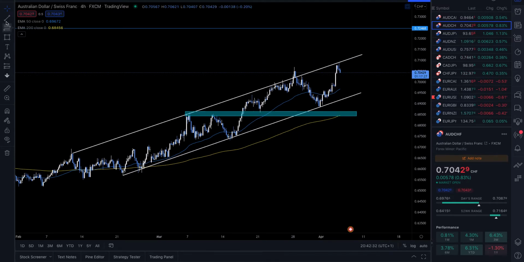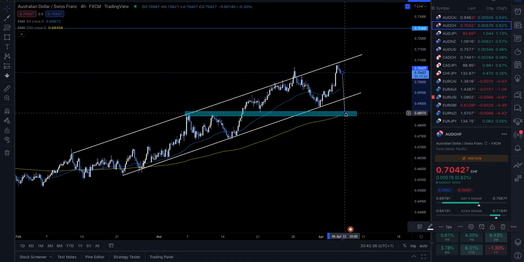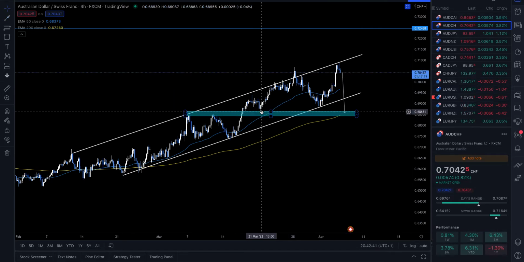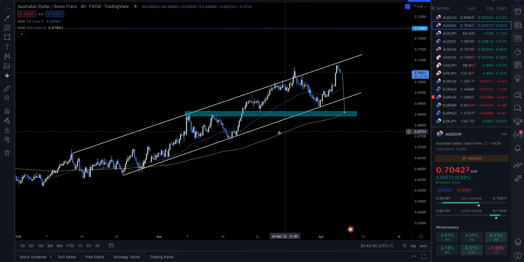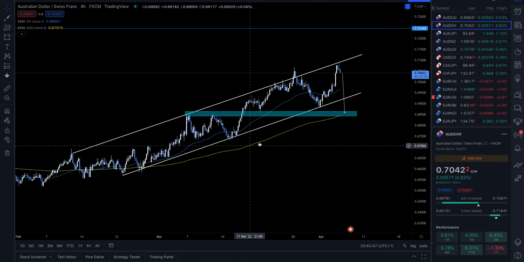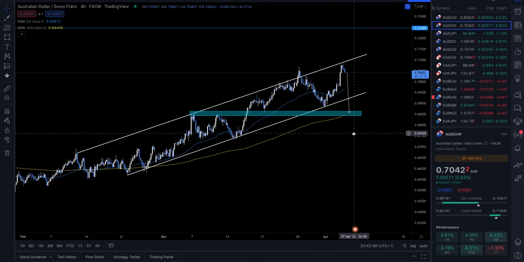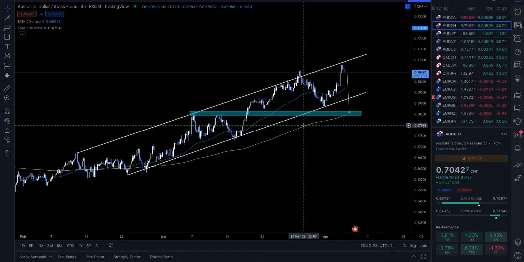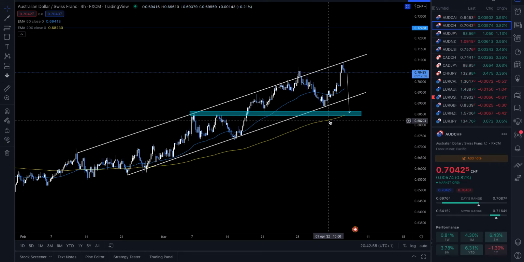So we know that if price does eventually make it down to this region at some point over the next few days, we could be looking for more buying opportunities like we've seen here. And this zone falls nicely in line with the 200 moving average, this yellow line. And for those of you who watch the moving average video, you'll understand that the 200 moving average acts as a strong floor or a ceiling, depending on whether price is above or below.